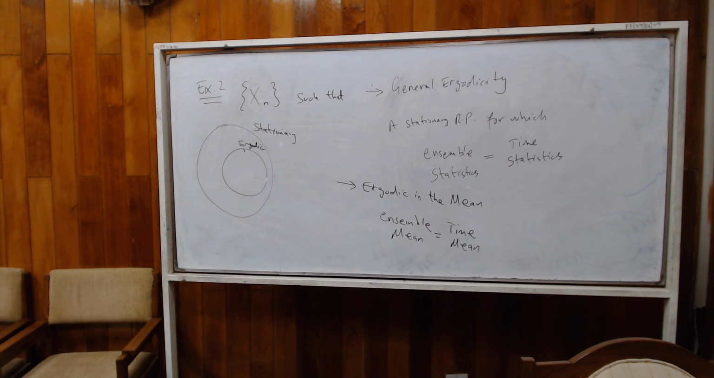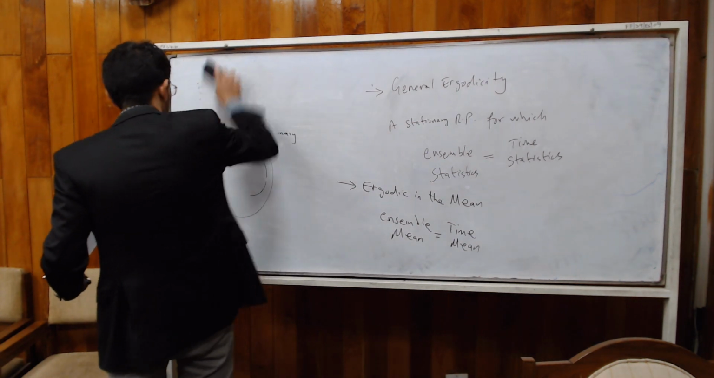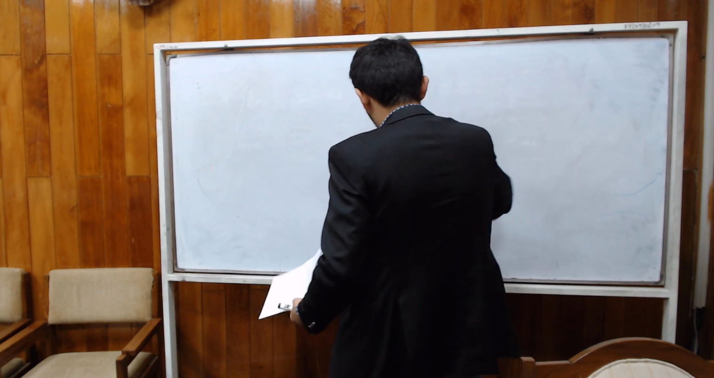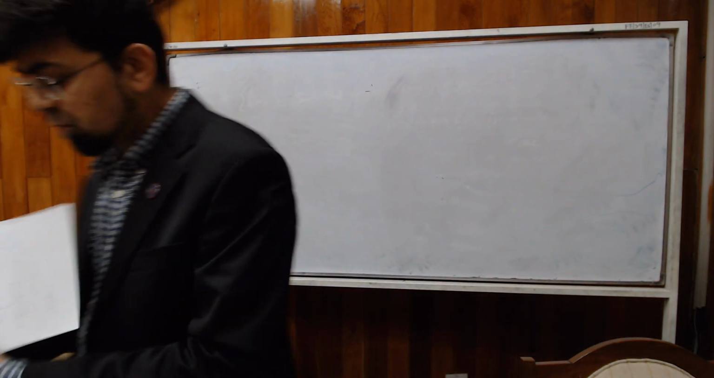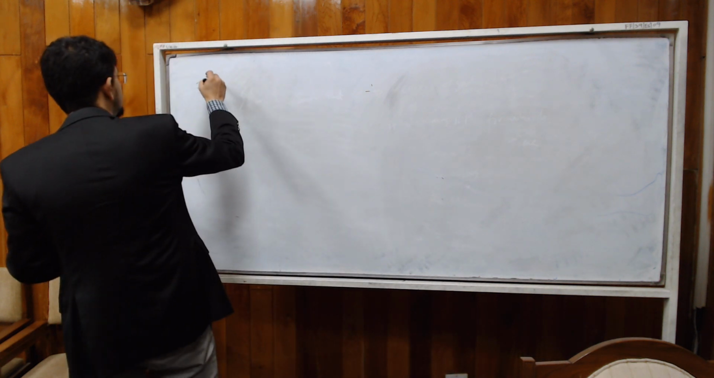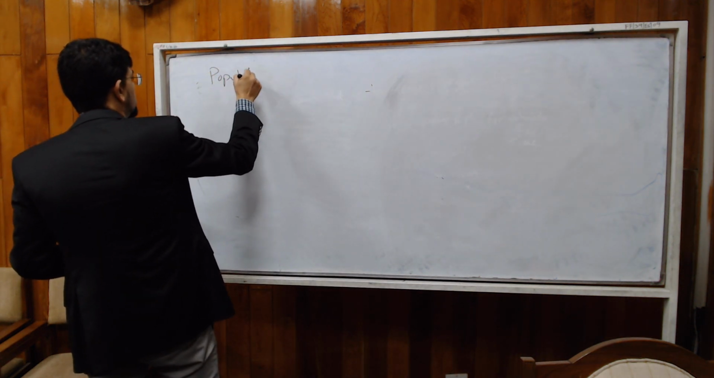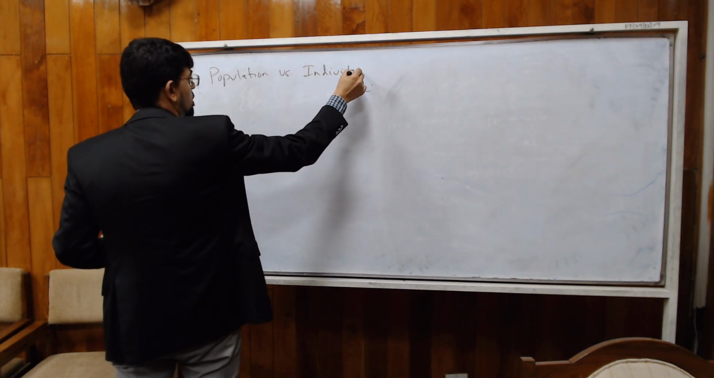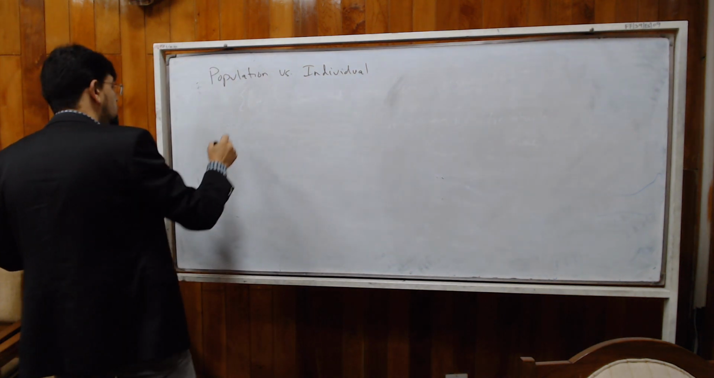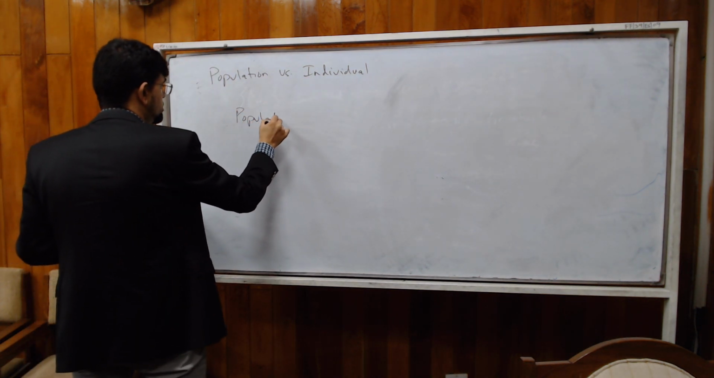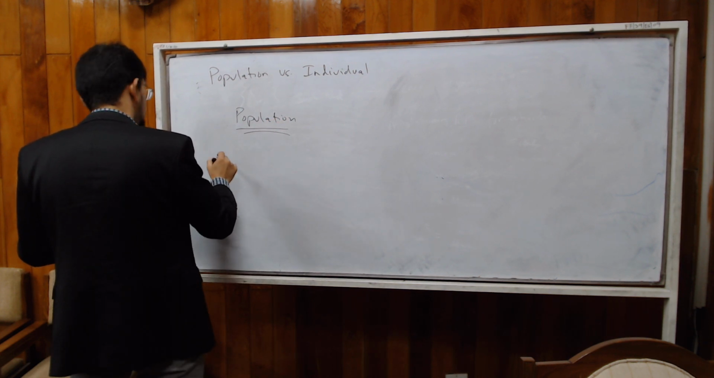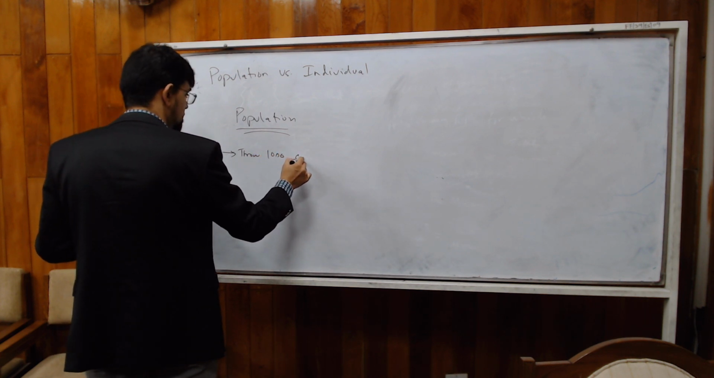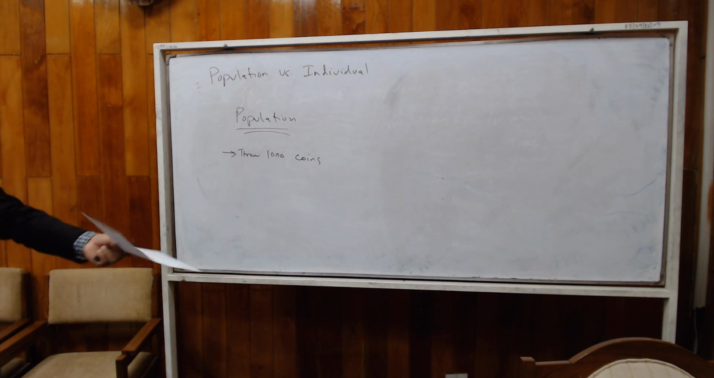Like for example, I'll give you two examples. I'm not going to take very long because there's not much to draw. Let's say there is a population. This is the population versus individual interpretation of ergodicity. So population, let's say, is throw 1,000 coins. So the 1,000 coins are a population.